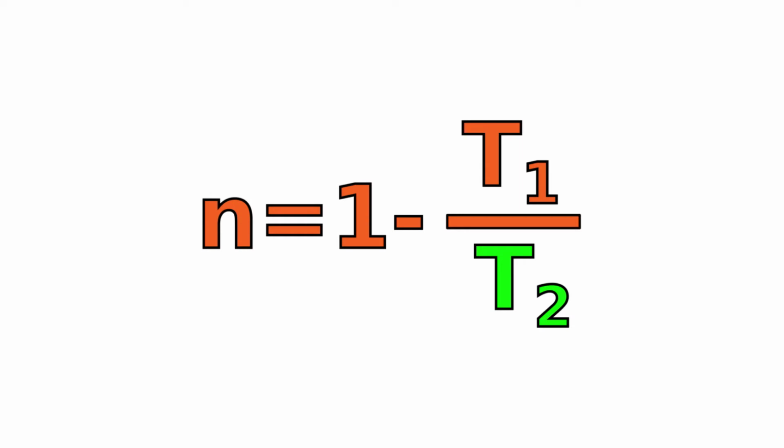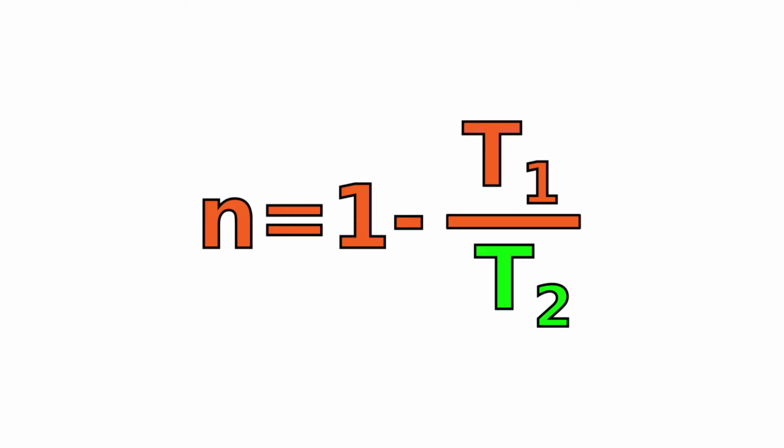But the other type of efficiency is thermal efficiency, and that's what I really want to talk about in this video. The thermal efficiency of a Brayton engine is determined by this equation. The efficiency is equal to 1 minus the temperature at the inlet over the temperature of the combustion chamber.